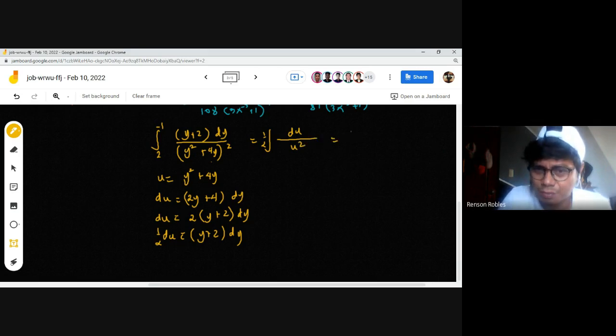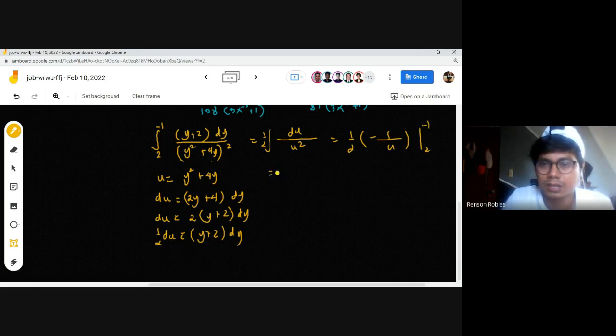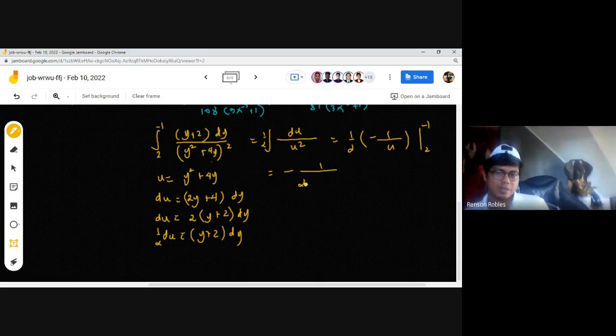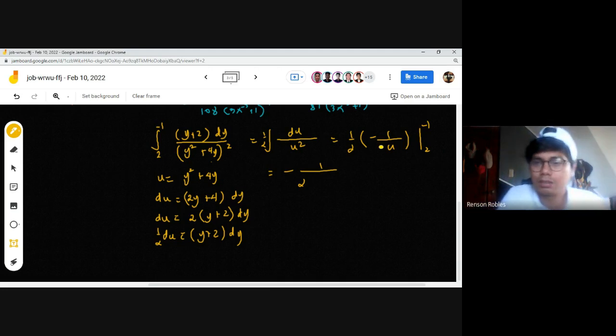And then you shall have 1 over 2, 1 all over u, 2 minus 1, that's 1, write 1 here. So, and then you oppose the sign, and then evaluated from 2 to -1. So equals, so this is -1 all over 2, all right? -1 all over 2, then u, we write it back to the original variable, y squared plus 4y. And then evaluated from 2 to the -1.